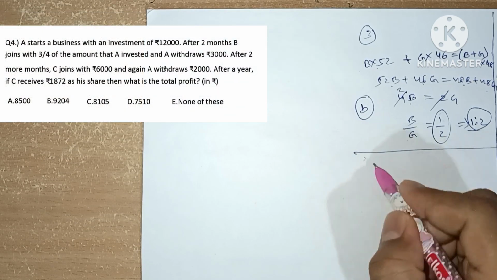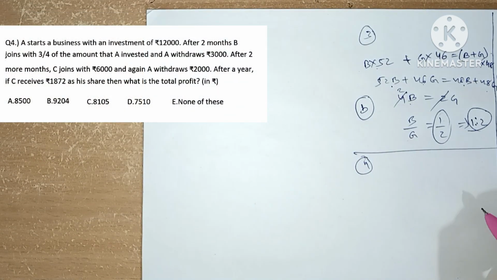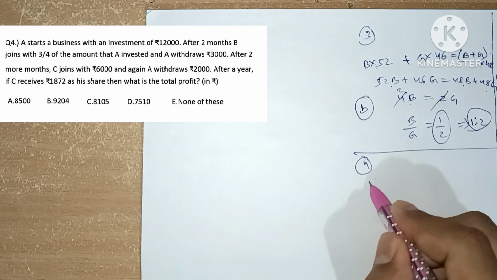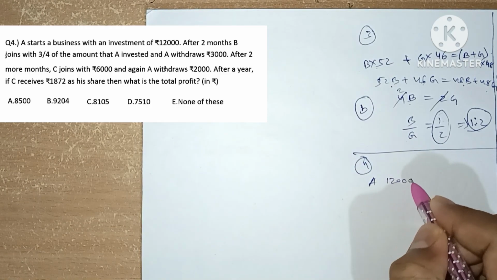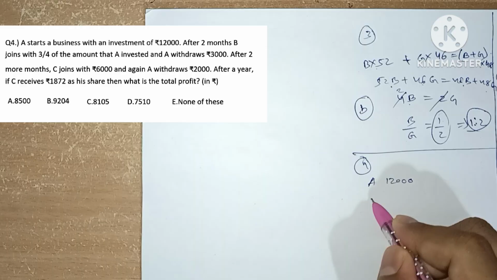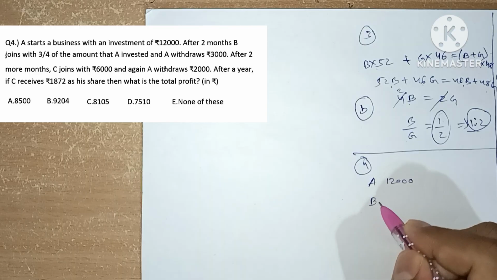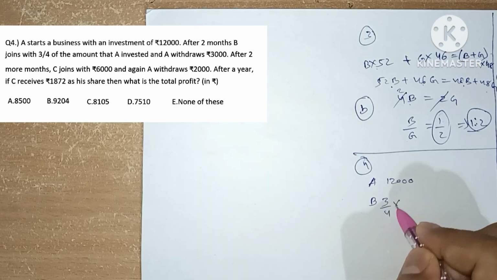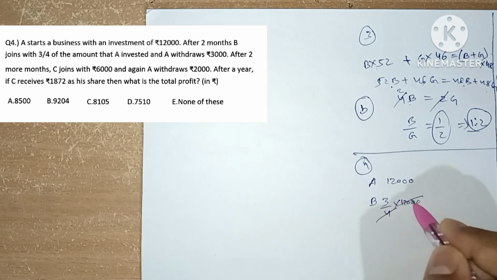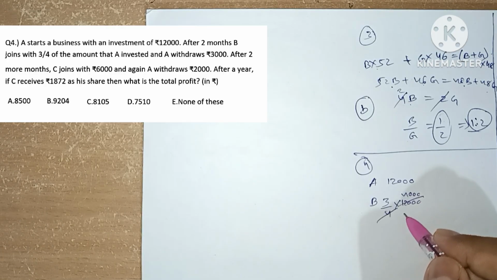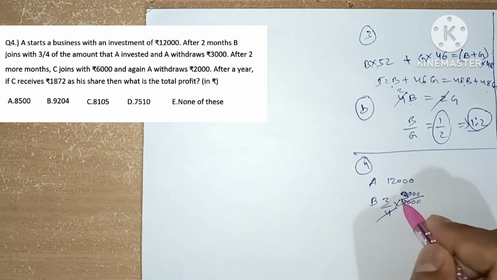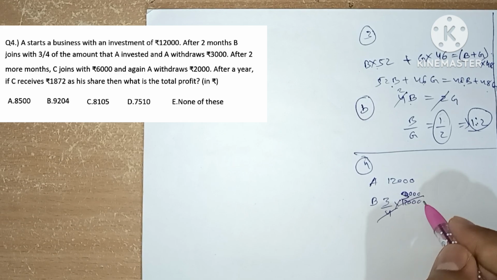Next, fourth question. A starts a business with an investment of 12,000. After 2 months, B joins with 3/4 of the amount of A. 3/4 of the amount of A means B comes with, sorry, 3,000 times 3, so the total investment of B is 9,000.